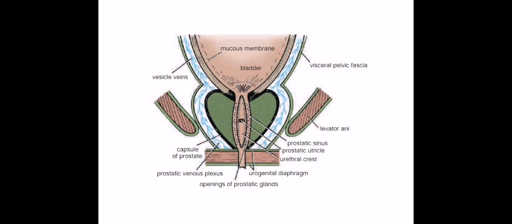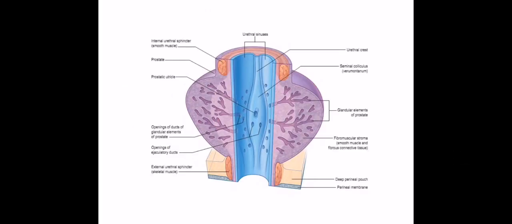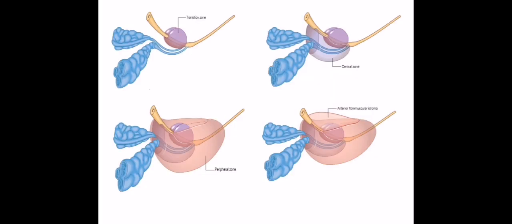Another anatomist, McNeal, considered that the prostate is divided into 4 zones. He describes the prostate on a functional and developmental basis. He describes it in 4 zones. The first zone is the transition zone that surrounds the urethra proximal to the ejaculatory duct. It contains about 5% of the glandular tissue.